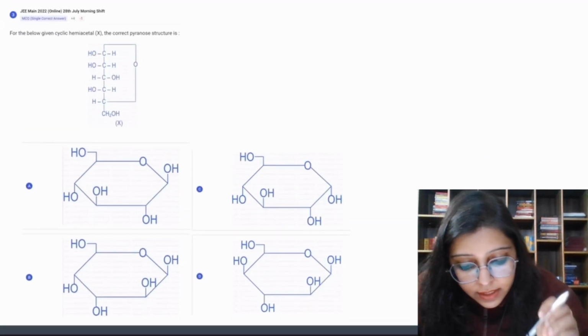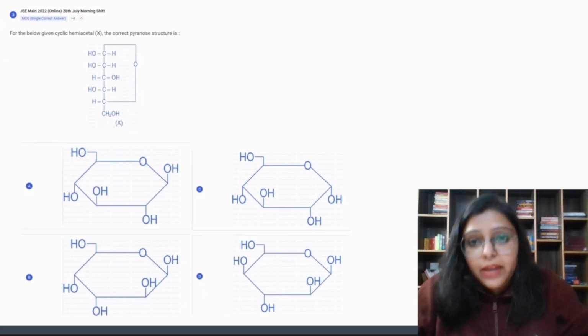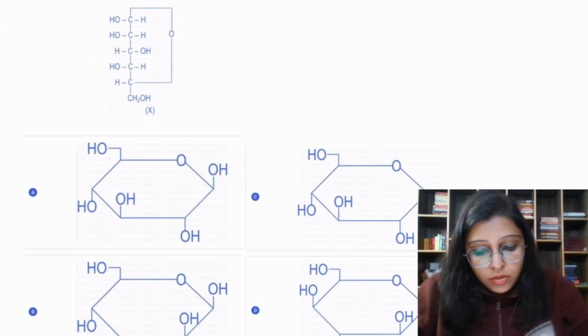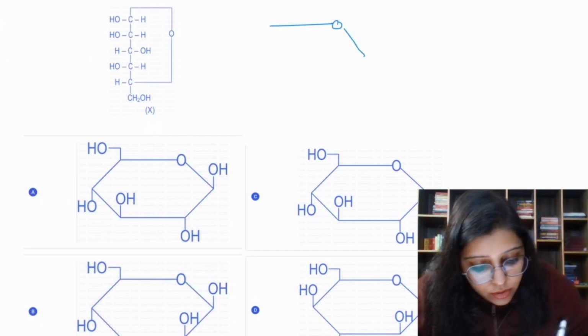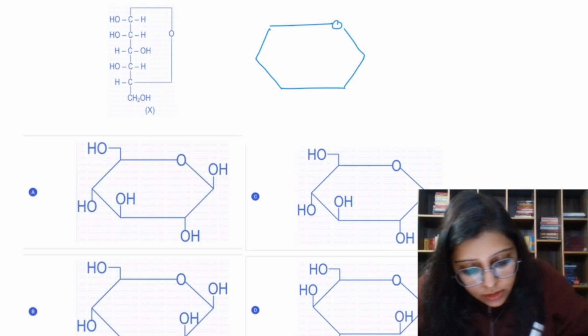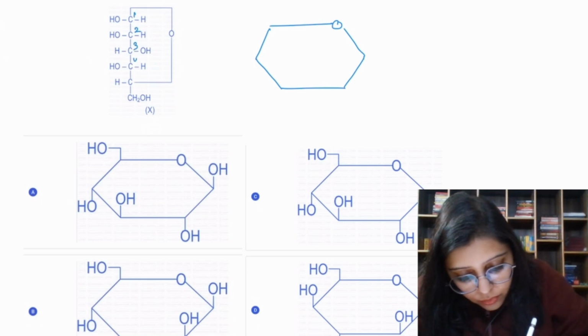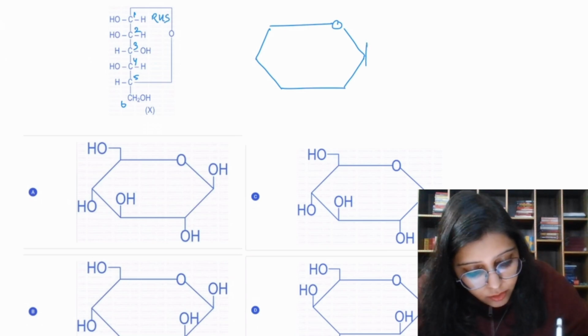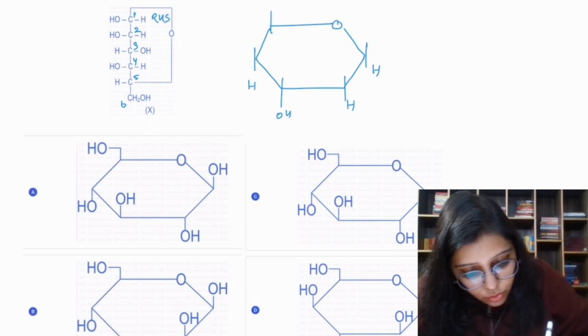For the below given cyclic hemiacetal X, the correct pyranose structure is? So what are we going to do? Let's form the pyranose ring. This is carbon 1, 2, 3, 4, 5, 6. Here hydrogen is on the right hand side, so here we put H. Here also H, here OH, here H, and here CH2OH above. So this is going to be the correct structure.